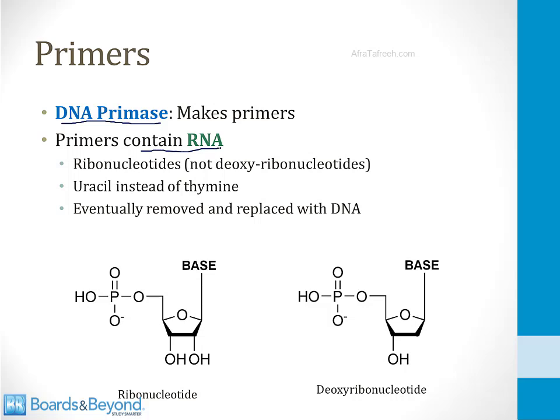RNA is different from DNA in that it is made up of ribonucleotides, not deoxyribonucleotides. If you look at the bottom of the screen, a ribonucleotide has a hydroxyl in this position. That hydroxyl is missing in a deoxyribonucleotide, as is used in DNA. In addition, as we discussed previously, RNA has uracil instead of the base thymine. Eventually, these RNA primers will be removed and replaced with DNA, but they are used to help DNA polymerase get started in the process of replicating DNA.